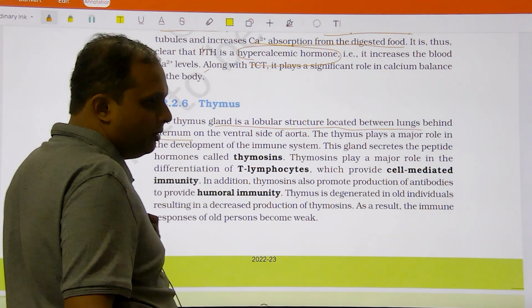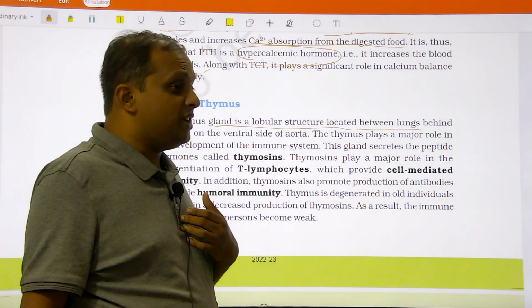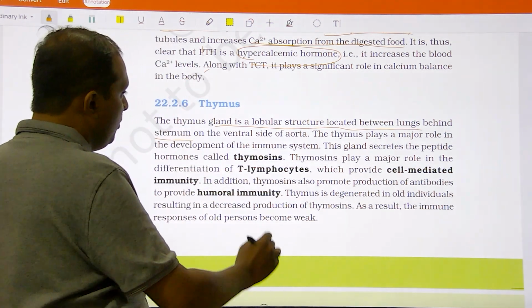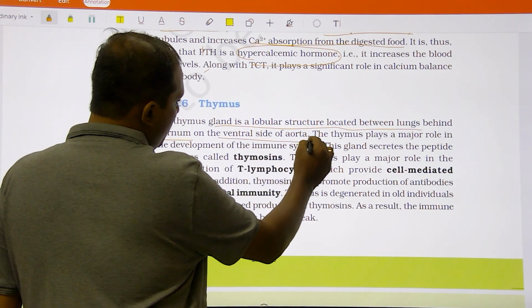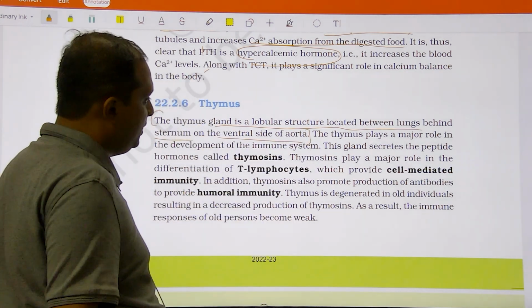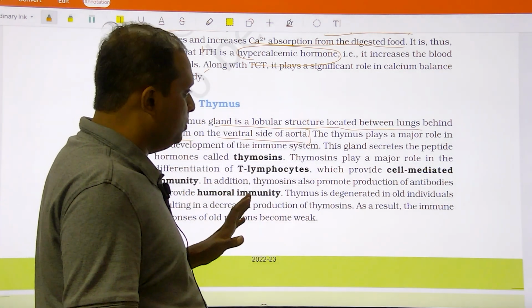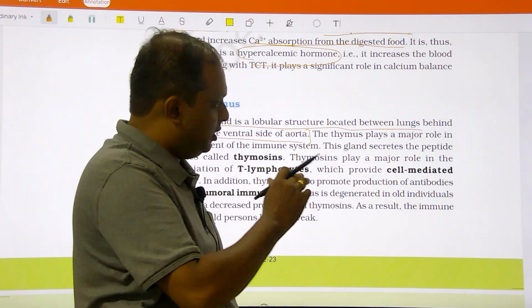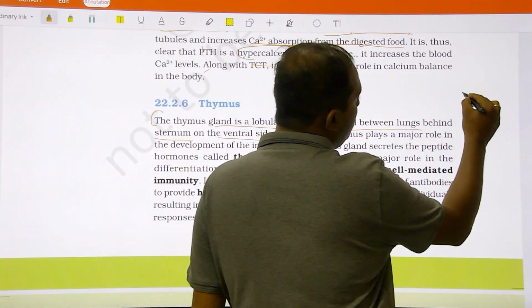You know what the sternum is, that you have read in breathing and exchange of gases. Sternum, on the ventral side of the aorta. So each and every point is important. Ventral side of the aorta. Before we get into this concept, we have something called immunity.